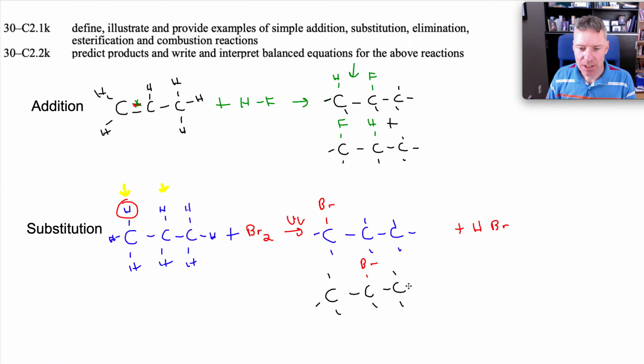Again, I'm not putting in all the H's. Okay, for the second possibility, we also have a leftover Br and an H. You might think, okay, there's 2 bromines here. Can't one do the first and one do the second?